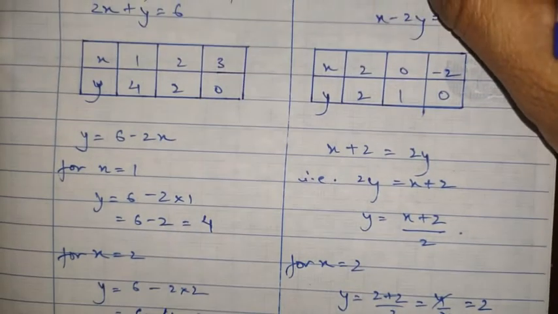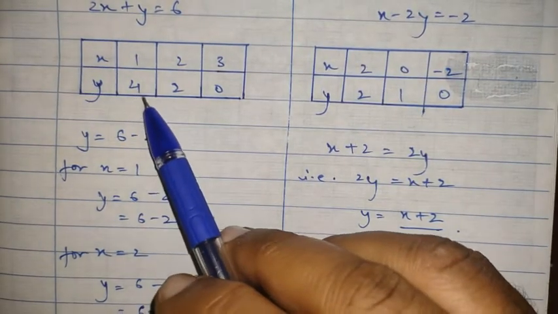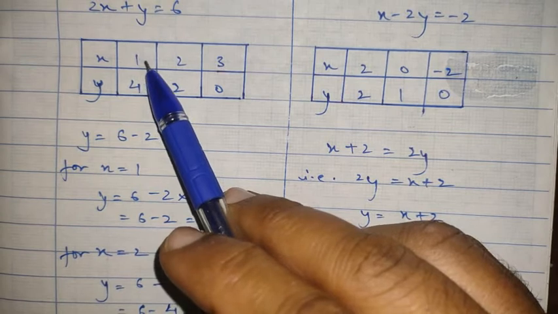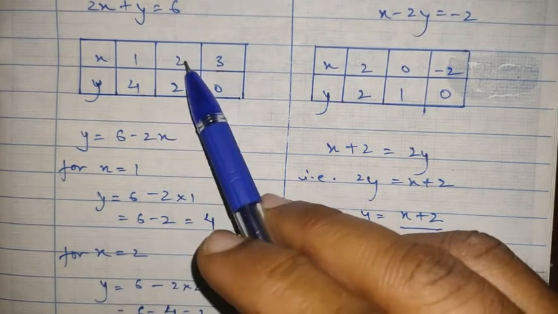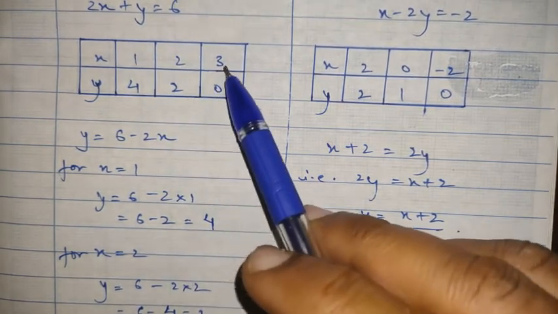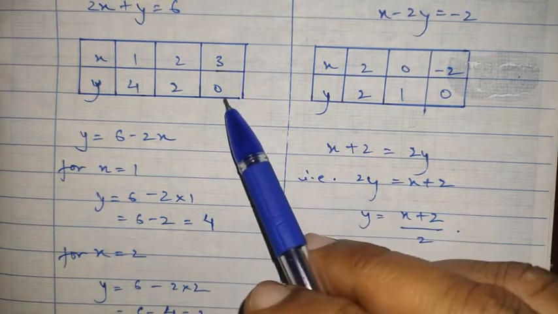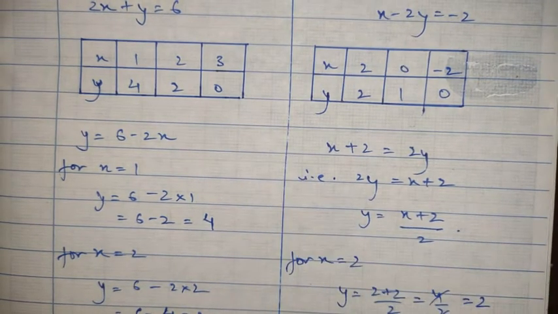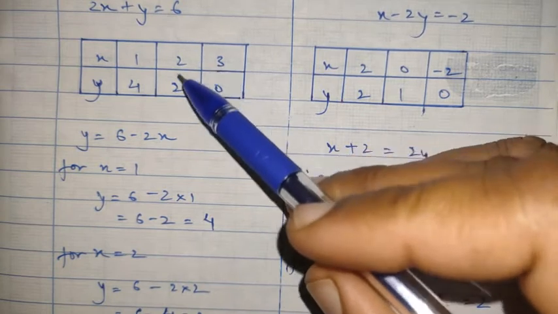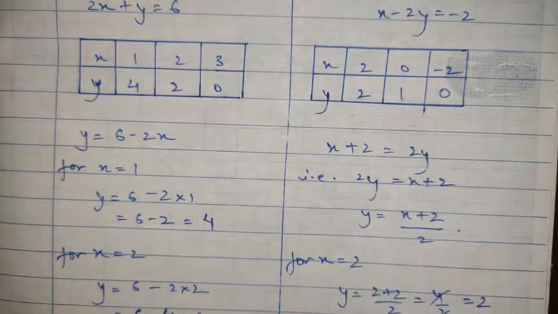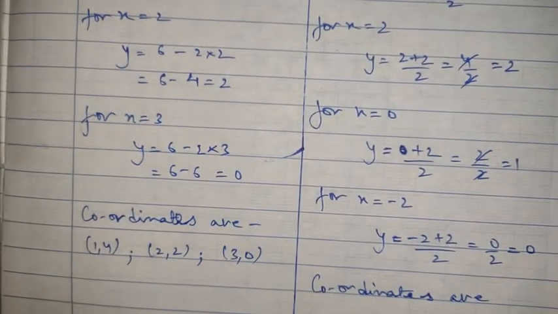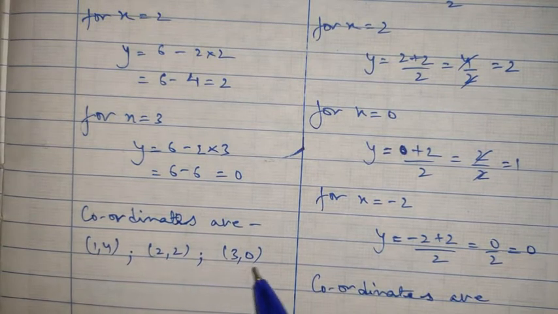So these values I have filled in the table. When x was 1, I got 4. When x was 2, I got 2. When x was 3, I got 0. So now the coordinates are formed as (1, 4), (2, 2) and (3, 0), and as you can see, I have written the coordinates over here.